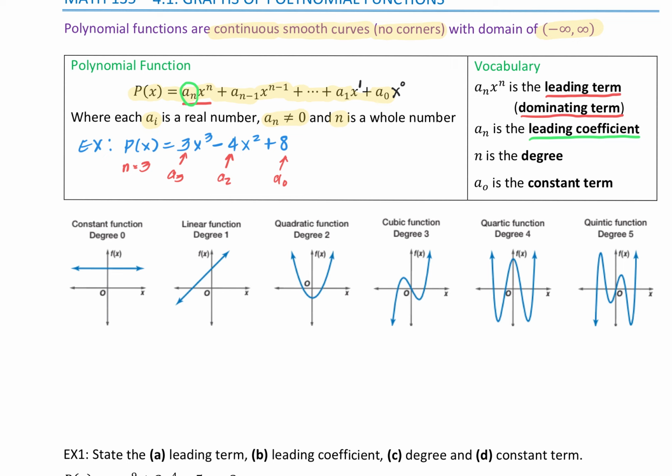Now the next thing we talk about is the degree. So the degree is going to be the largest exponent, which we call n here, on the variable x. So n is going to be your degree. And the last thing we're going to look at is this a sub 0. That's what we call the constant term.